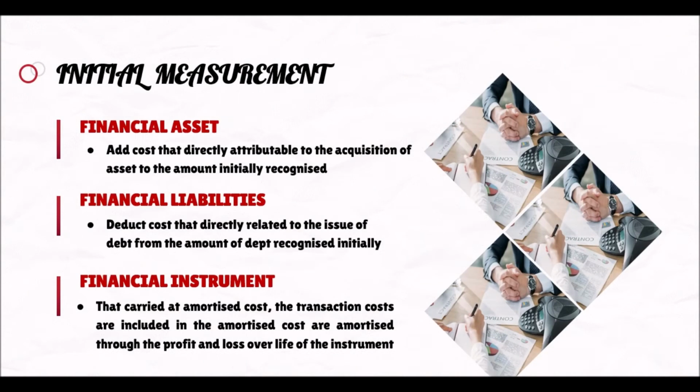For financial asset, add costs that are directly attributable to the acquisition of asset to the amount initially recognized. For financial liabilities, deduct costs that are directly related to the issue of debt from the amount of debt recognized initially. For financial instruments that are carried at amortized cost, the transaction costs are included in the amortized costs and are amortized to the profit and loss over life of instrument.